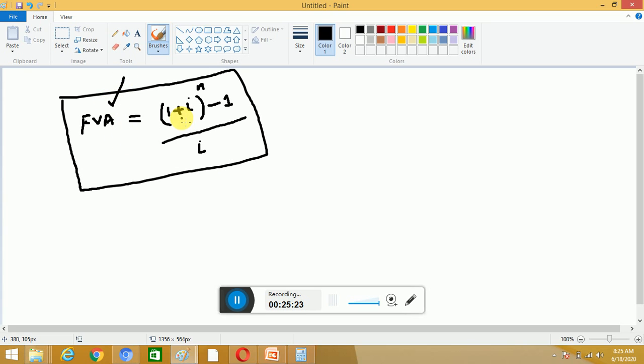Future value of annuity is equal to 1 plus I raised to the power n, minus 1, whole divided by I. In the next class, we'll solve a question on that, so it will be much clearer to you. Have a good time.